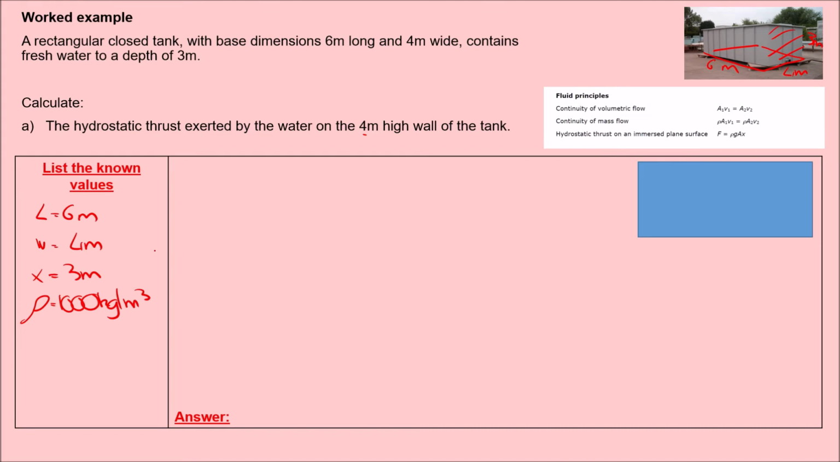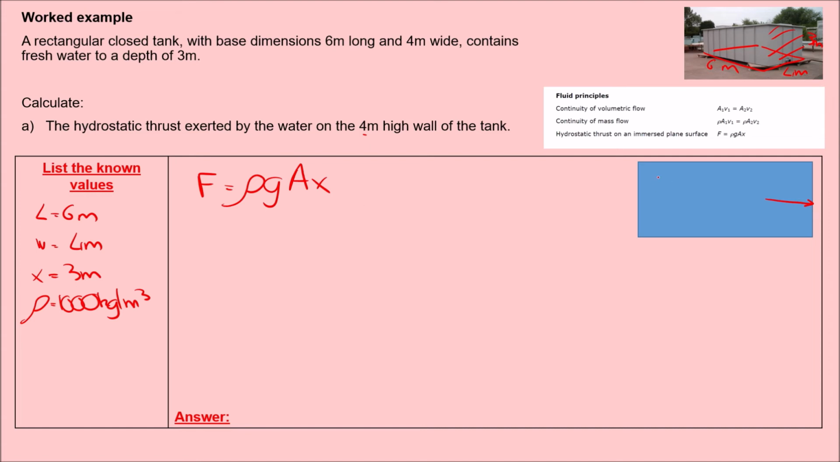Now let's get our formula up here. So hydrostatic thrust, which is what we did in the second part of the last question. Same formula, rho g A x. Now this is where it becomes slightly different. We're not calculating the force acting on the bottom of the container as I previously mentioned. We're calculating the force acting on the side of the container, so that's going to change our area calculation. But before we do that, we need to give this x some consideration.